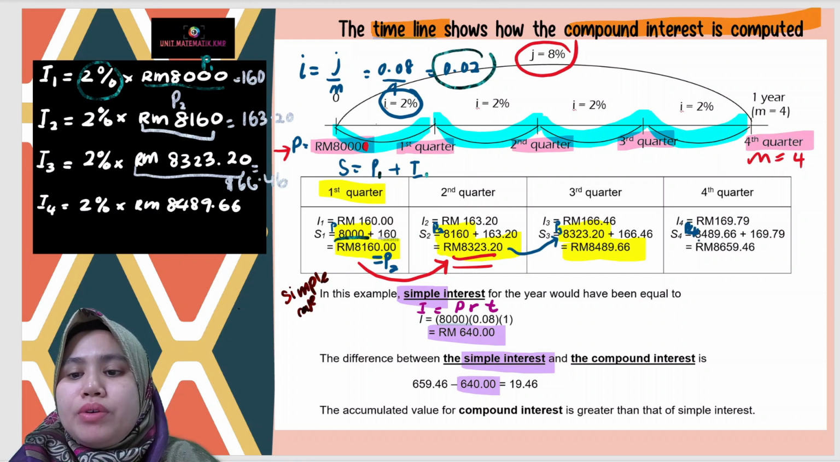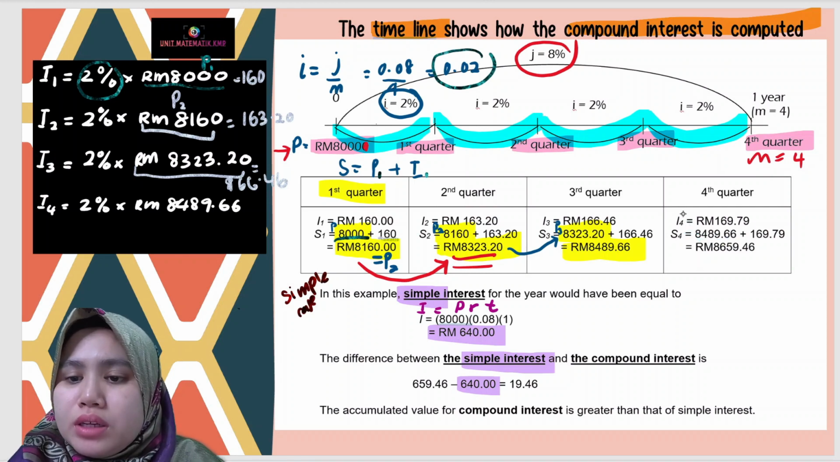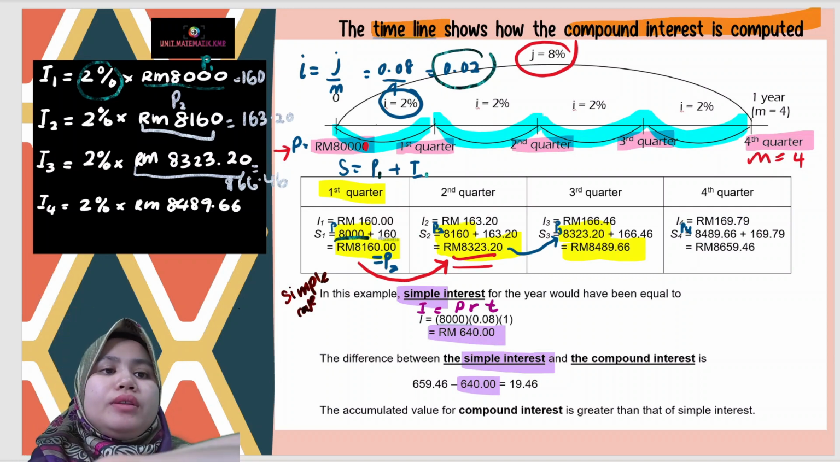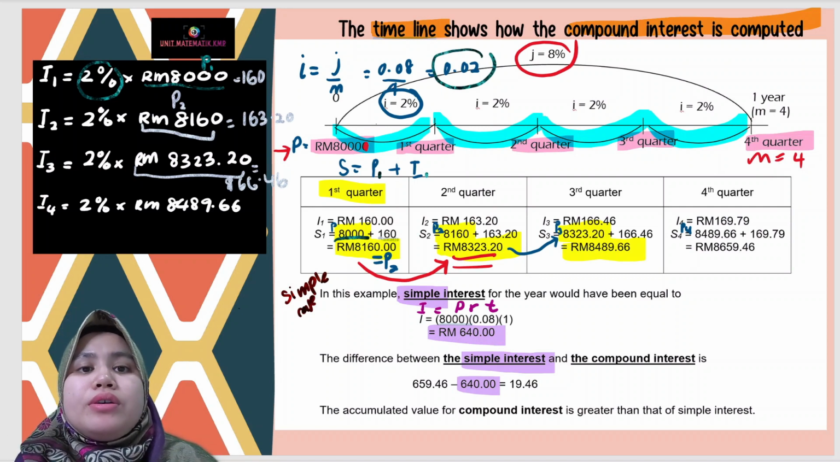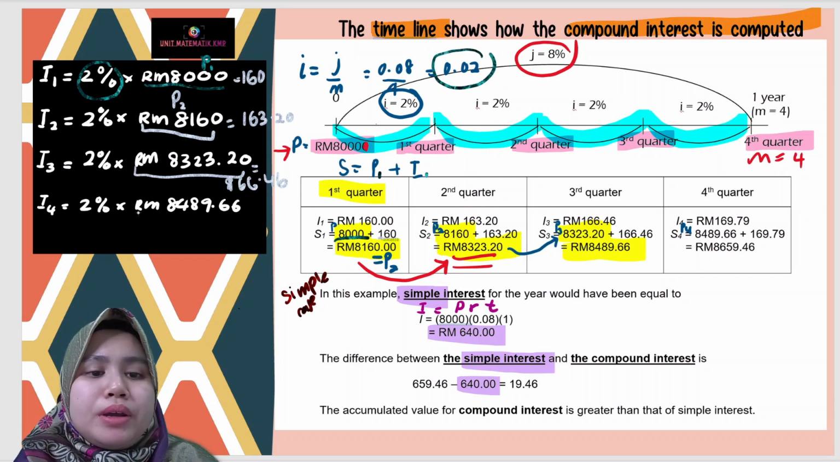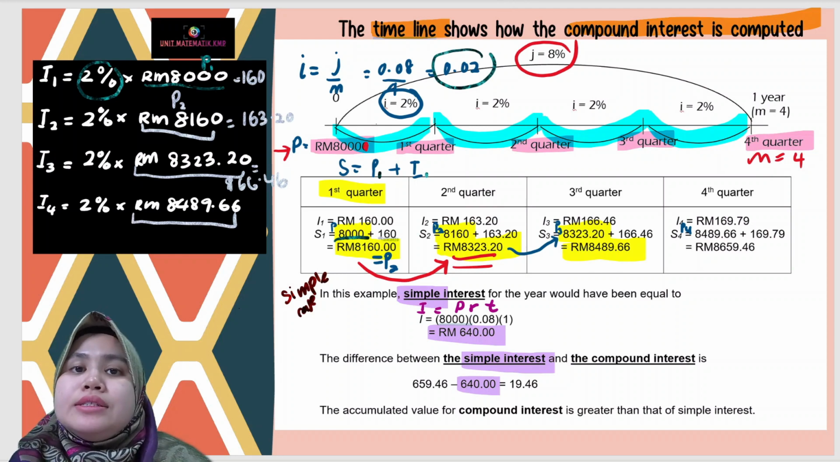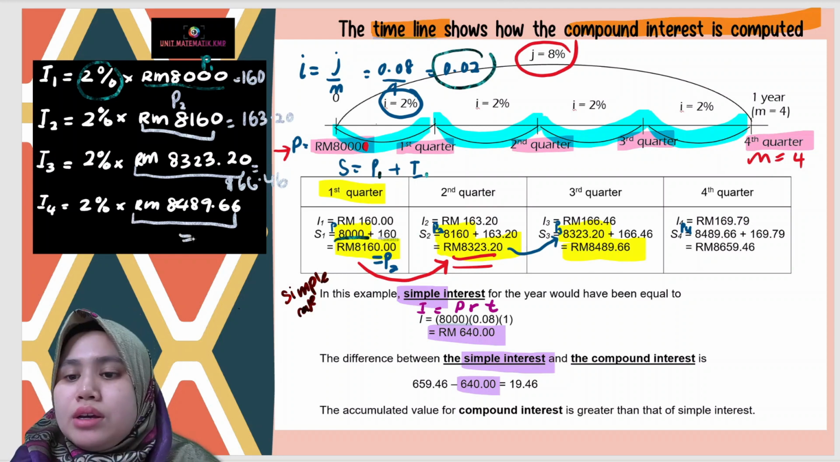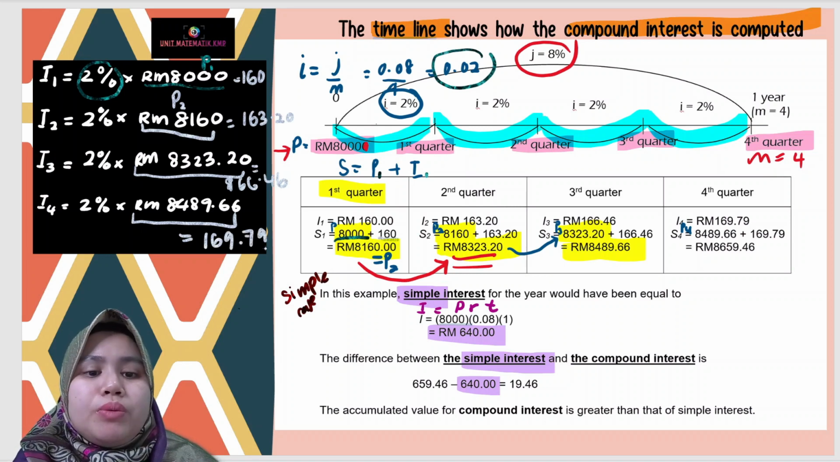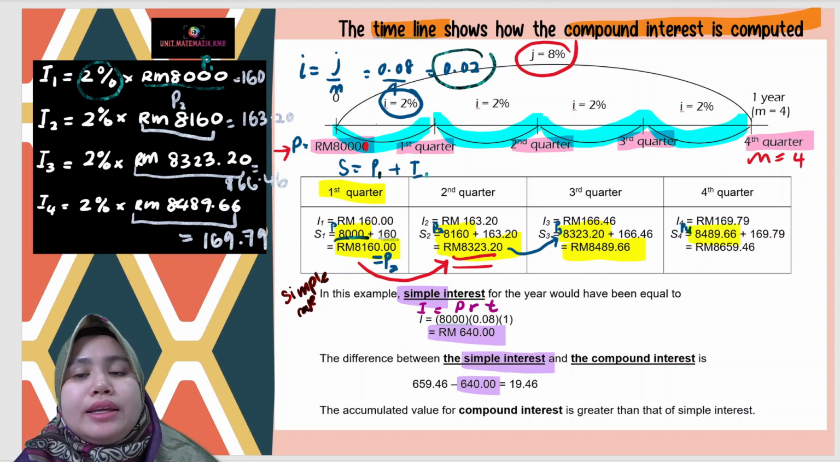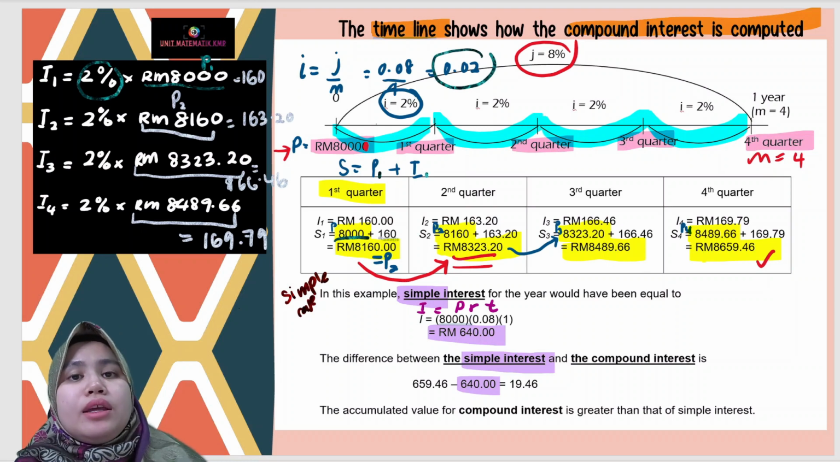Okay, it's your P4 here. And for us to find your I4, your compound interest, 2% multiplied with 8,489 ringgit 66 cents. So the compound interest for the fourth quarter is 169 ringgit 79 cents. At the end of that 1 year, your total money will be 8,659 ringgit 46 cents. So this is what we call compound interest.